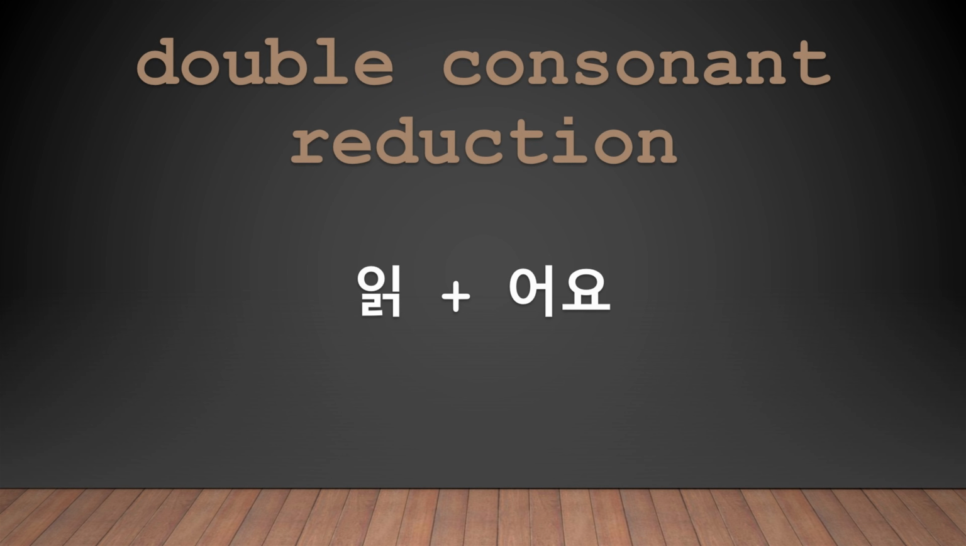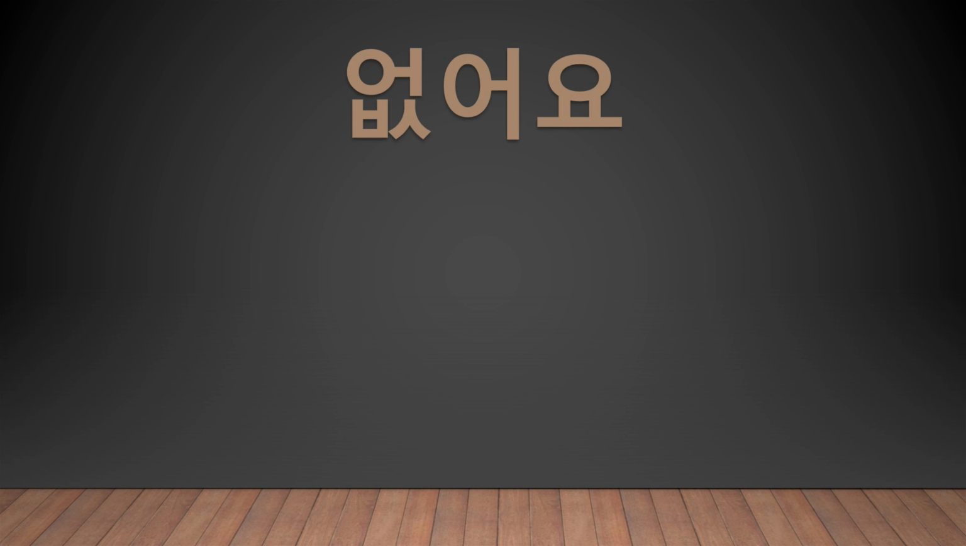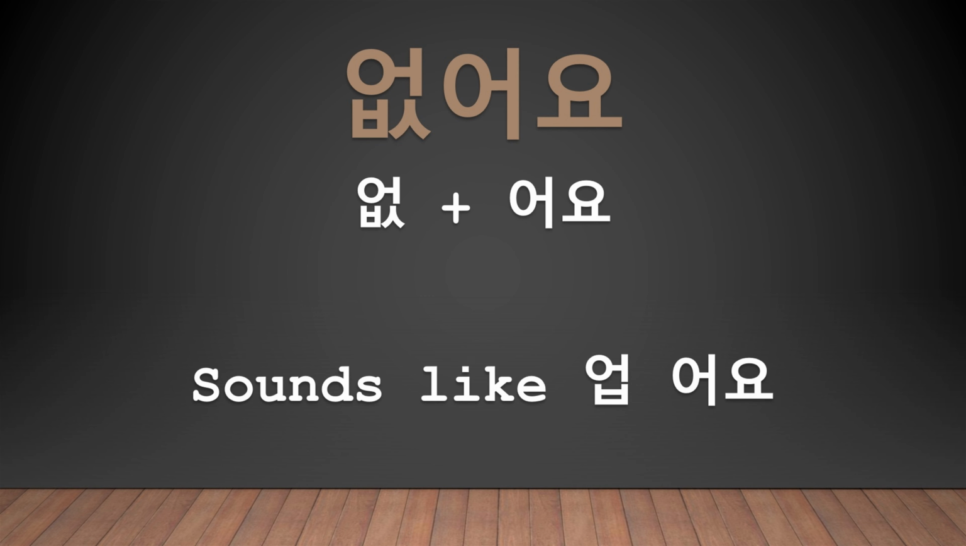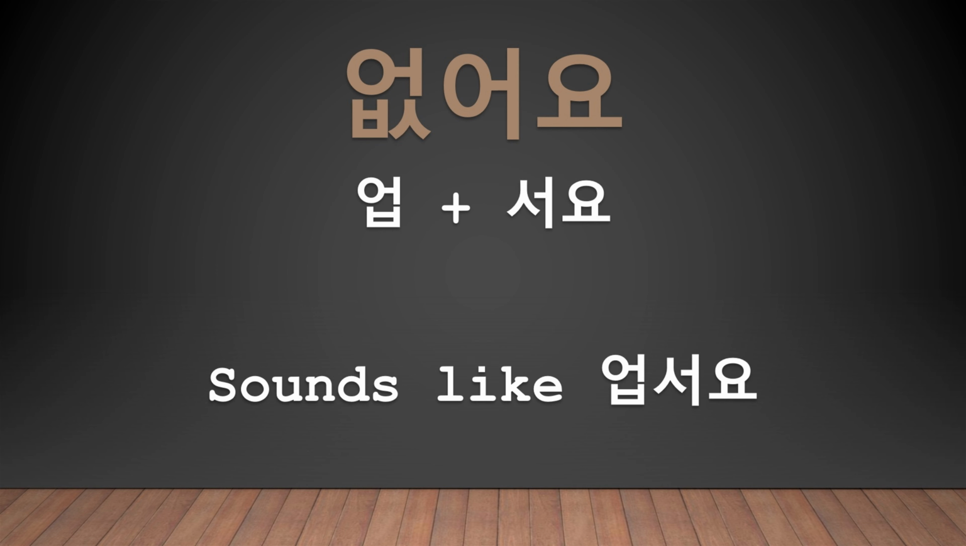This one ties into the resyllabification rule that we covered first. When there's two consonants in the batjim and an iung follows at the beginning of the next syllable, only the second consonant in the batjim will transfer over, or be resyllabificated to the beginning of the next syllable. This can also be seen in 없어요, to not exist. up and 어요. 없어요 is pronounced as 없어요.